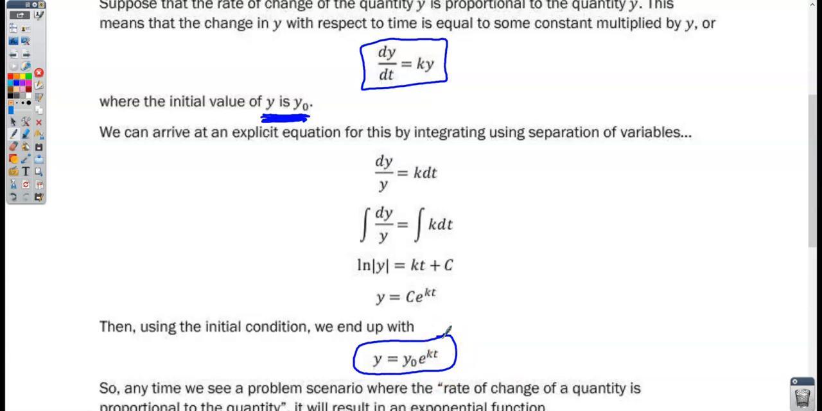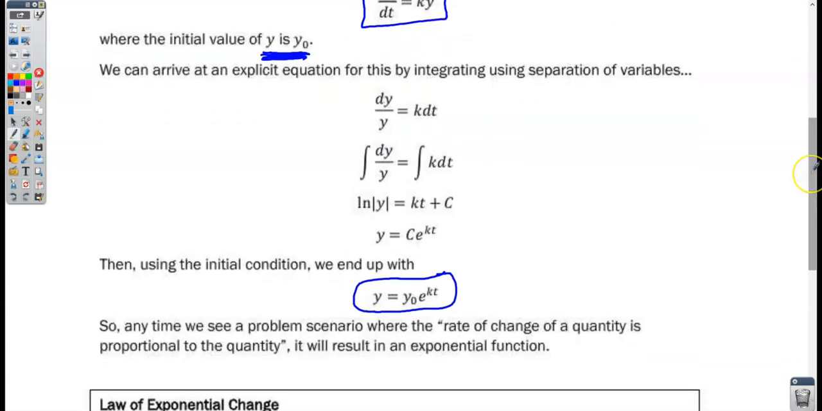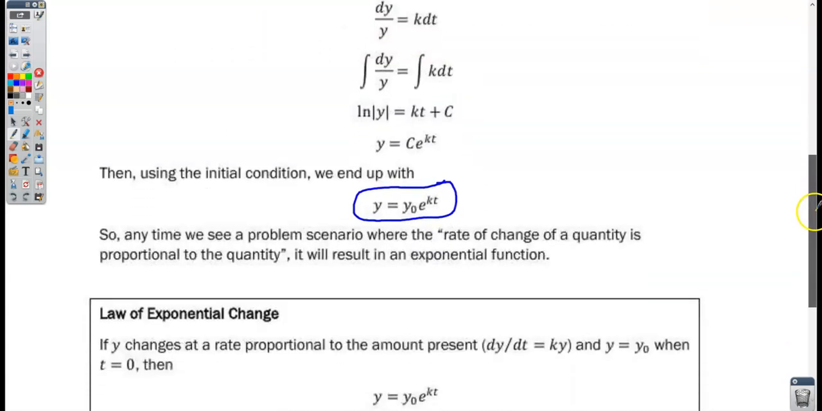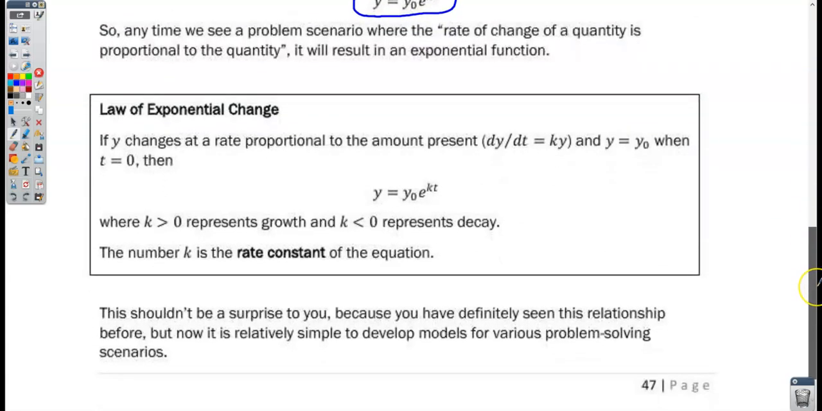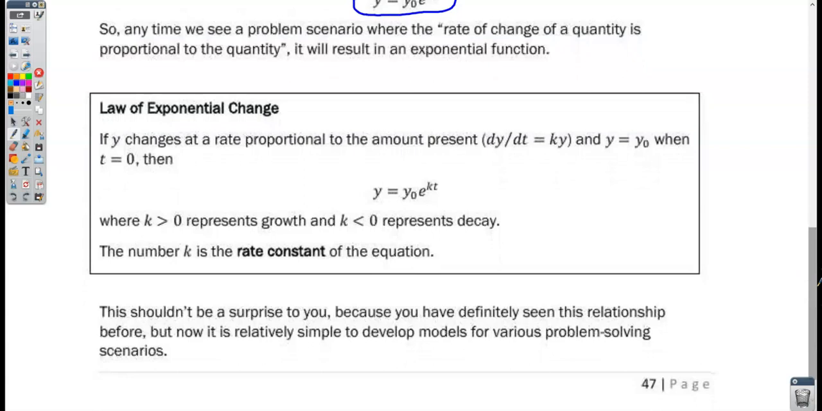So anytime we see a problem scenario where the rate of change of a quantity is proportional to the quantity, it will result in an exponential function of this form. This is what we call the law of exponential change. If y changes at a rate proportional to the amount present, then y equals y sub 0 e to the kt. If k is greater than 0, we've got exponential growth. If k is less than 0, we have exponential decay. And this number k is what we call the rate constant of the equation.